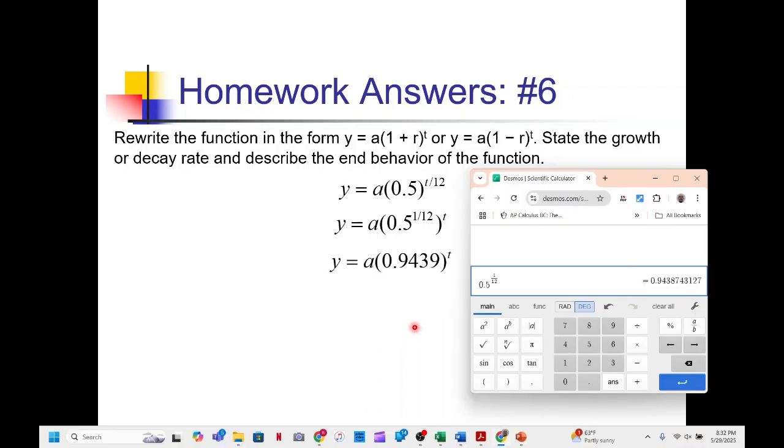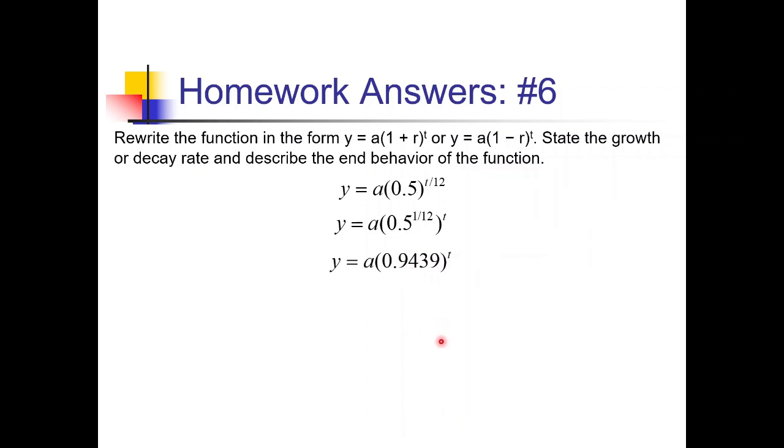Let me go back to Desmos. And we've got 1 minus 0.9439 would tell me what I have to subtract from 1 to get 0.9439. And it looks like that's going to be 0.0561. So I can rewrite this as 1 minus 0.0561. That means that this 0.0561 is my r value. So 5.61 is my percent, and it's less than 1 for the b value, so this is a decay rate of 5.61%.